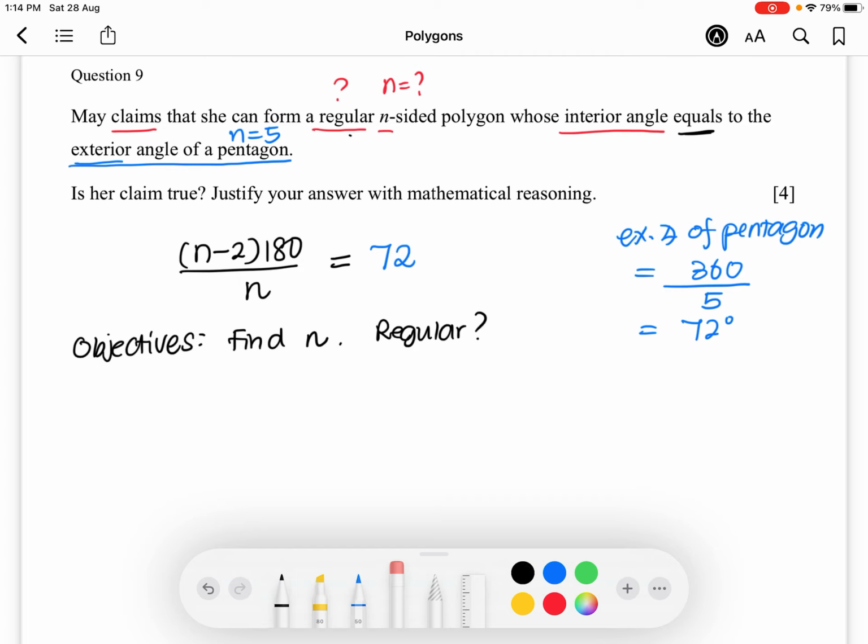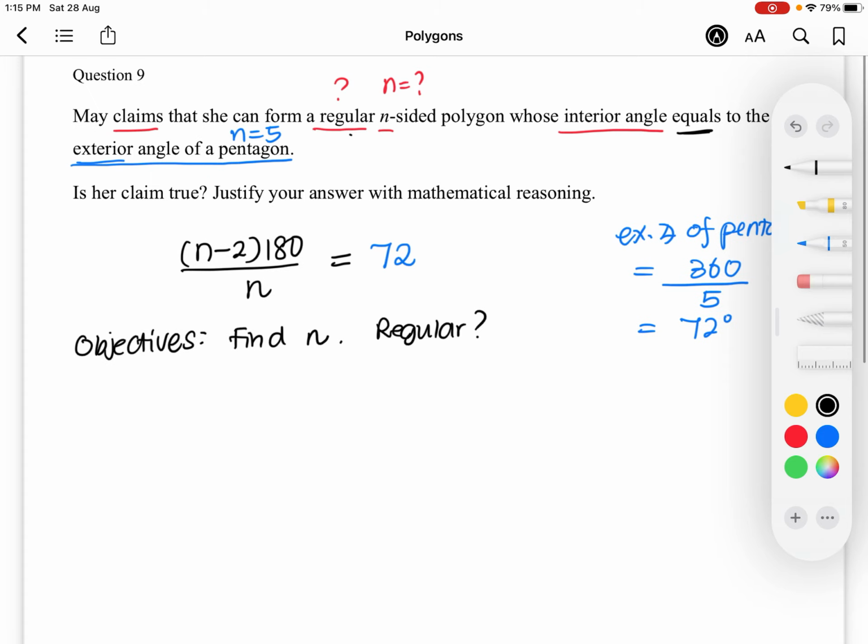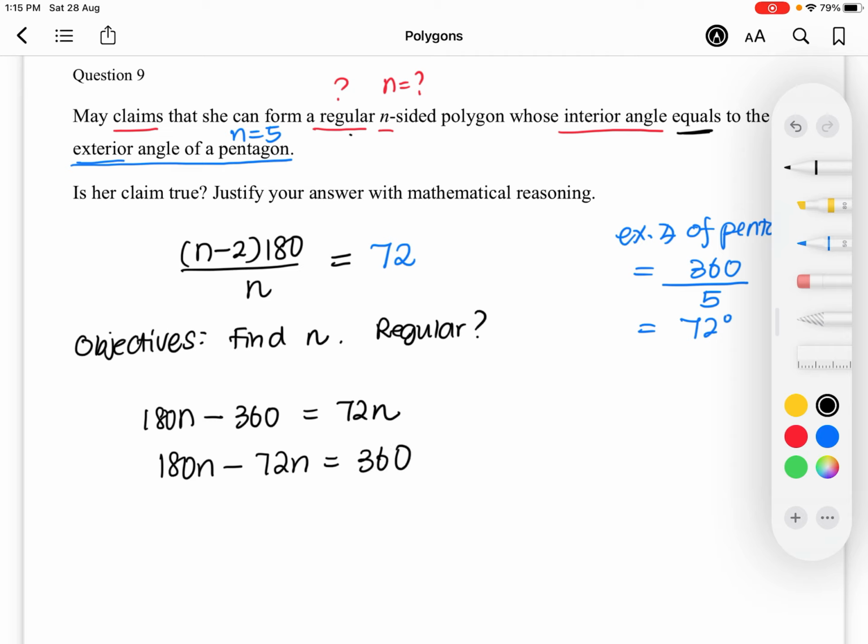Whether this is a regular polygon. So let's try to solve for this equation. There are two different methods, but I should just use one method in this case, method number one. So we have 180n minus 360 equals 72n. Then I have 180n subtract 72n equals 360. And I get 108n to be 360, and n to be 360 divided by 108. And that gives me 3 1/3.